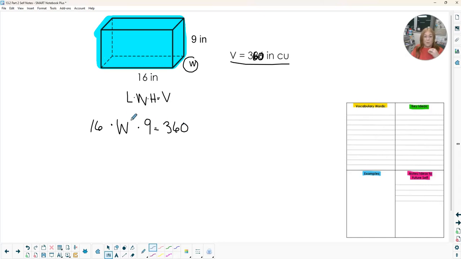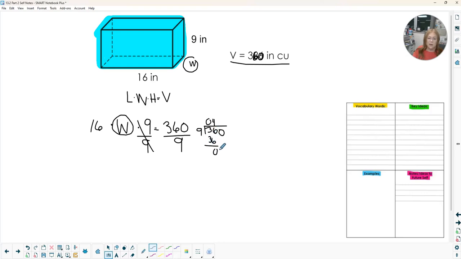360. So we're trying to solve for W. We have been practicing this, just barely solving those equations. We want W by itself. So we have times by 16 and times by 9, so we have to do the opposite to both sides. So we're going to divide by 9. If I do it to one side, I have to do it to the other. So if I do 360 divided by 9, that goes in there 4 times exactly.